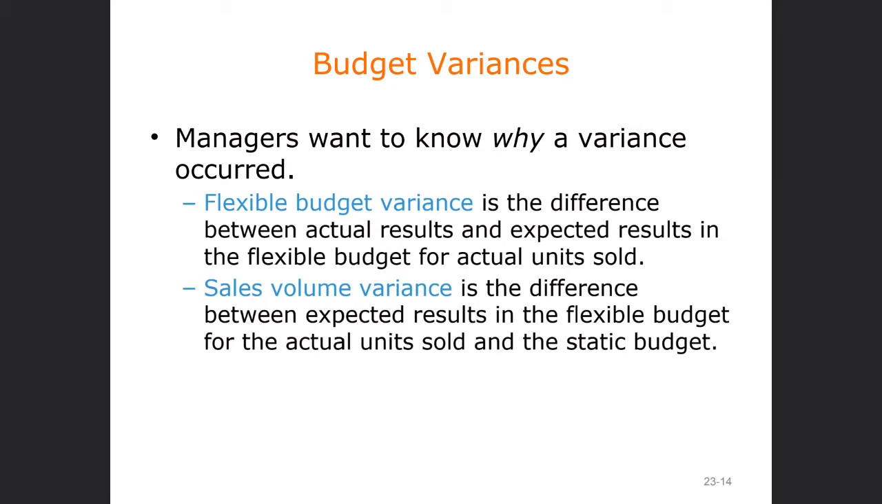A flexible budget variance is the difference between the actual results and the expected results in the flexible budget for actual units sold. The sales volume variance is the difference between the expected results in the flexible budget for the actual units sold and the static budget. And we'll see these in problems that will help make more sense.